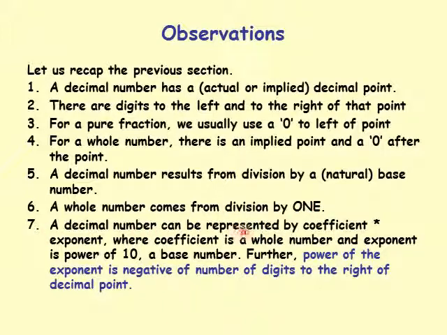A decimal number can be represented by a coefficient and an exponent, which we studied already, where the coefficient is a whole number and the exponent is a power of 10, where 10 is the base number. Further, the power of the exponent is the negative of the number of digits to the right of the decimal point.